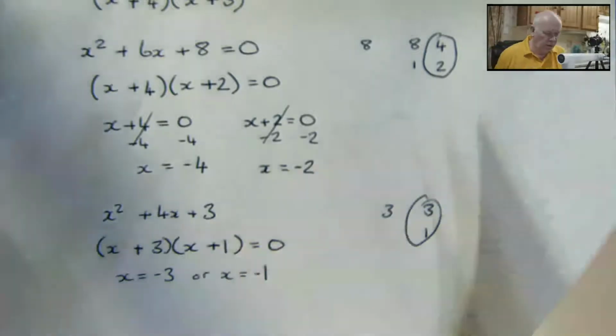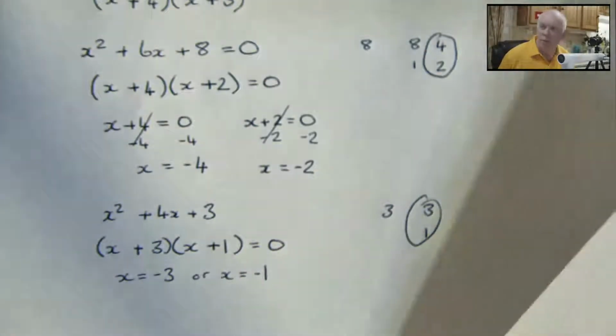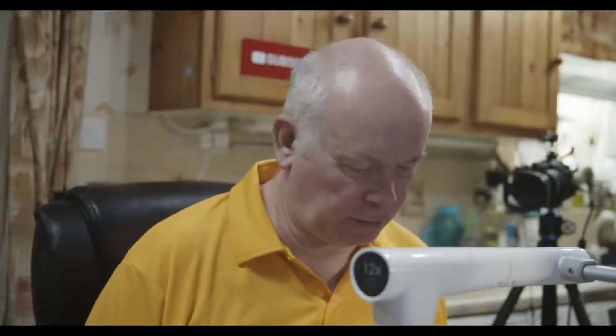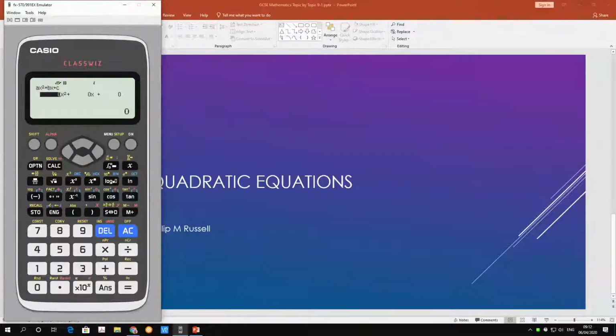Well, so far, we've only been looking at positive roots. And of course, quadratics don't do that. You might be lucky and get a simple one like that, but not normally. So let's have a look at a quadratic that doesn't necessarily have positive roots.